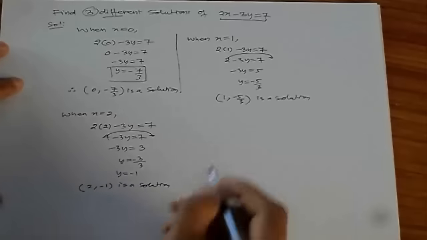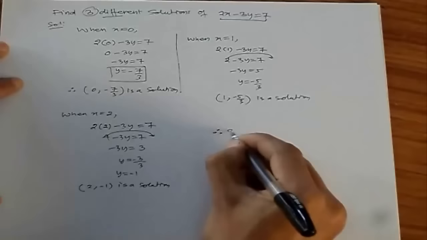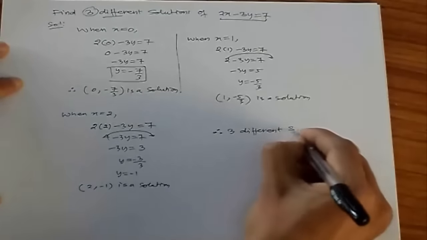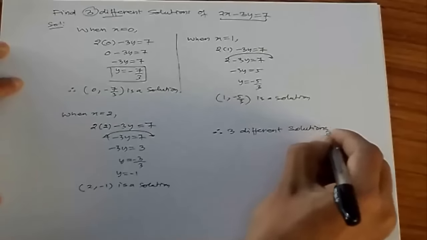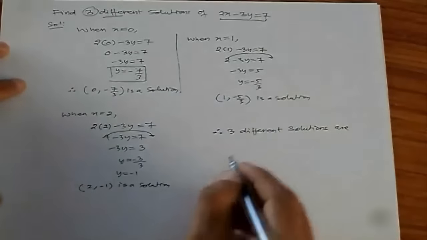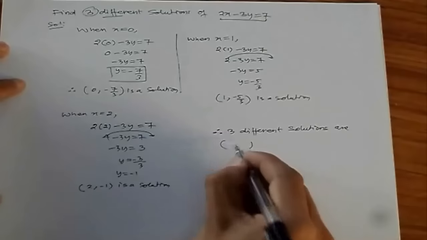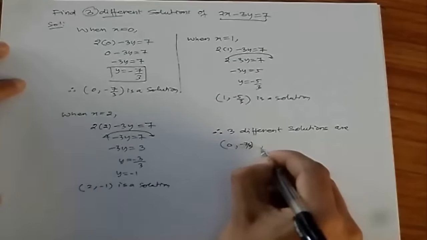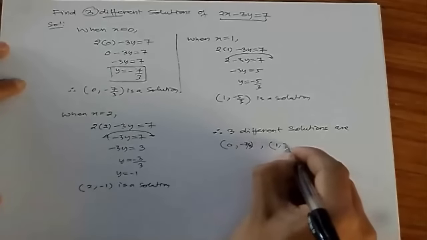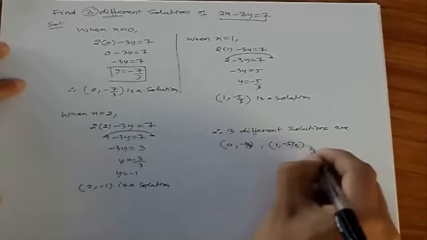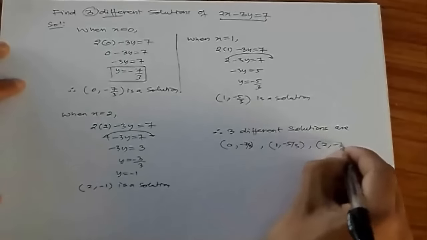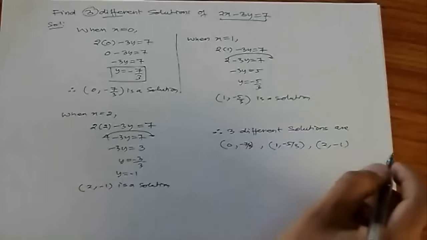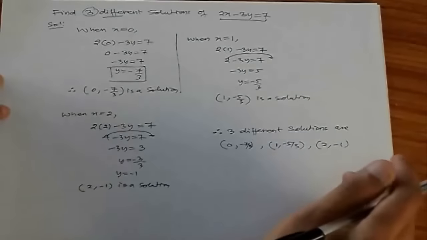So how do we write the conclusion? Therefore, the 3 different solutions are... How do we write solutions? We write solutions as ordered pairs. When x equals 0, y is negative 7 by 3. Okay, one solution. When x equals 1, we get y equal to negative 5 by 3. Another solution. When x equals 2, y equals negative 1 is a solution. Okay, so we have found the 3 different solutions.